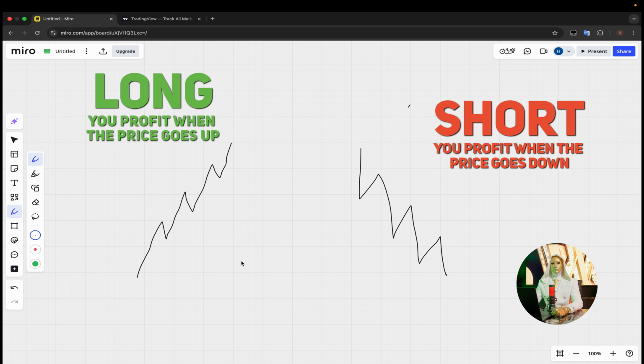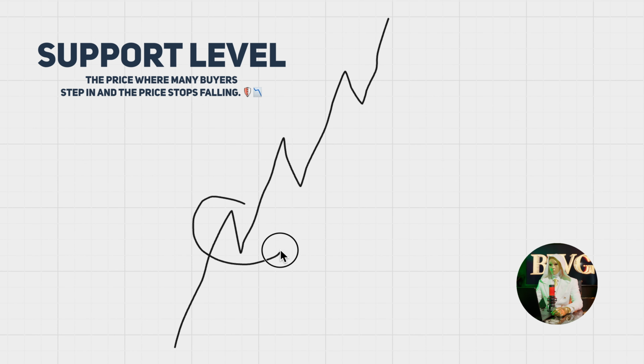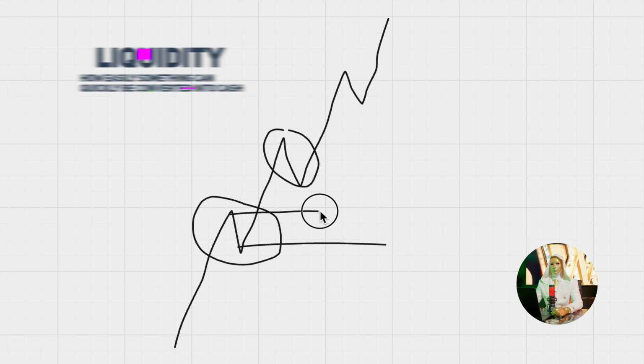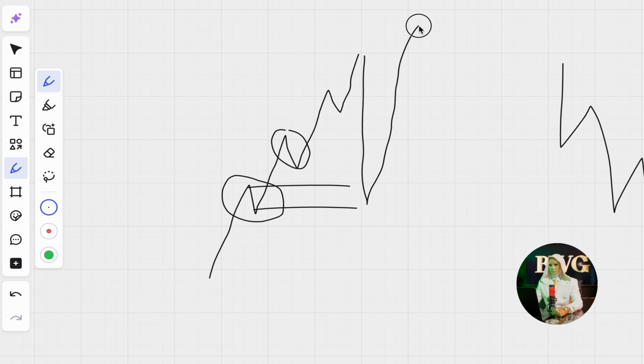Speaking directly in terms of support levels, these are the levels that are created in these locations. Why exactly in these places? These are the places where buyers and sellers met. That is, buyers bought, sellers sold. The market at the moment did not know where to go. Accordingly, liquidity was created here, which in the future can serve as fuel for the continuation of the narrative. So to continue the trend that is present on the asset.